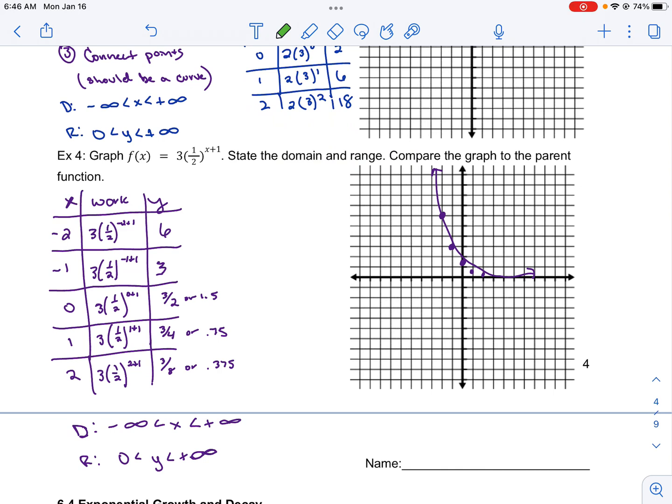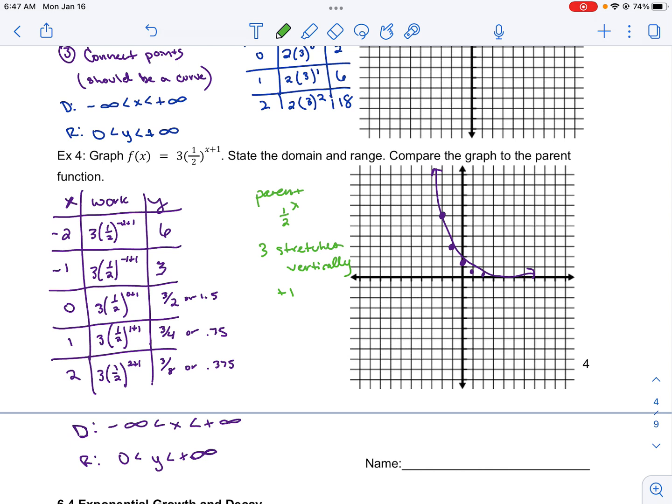Then we got to compare to the parent function. So the parent function is without the 3 and without that plus 1. So when I'm looking at the parent, it's just whatever's in the parenthesis to the power of x. That's how I'm finding that parent. So based on what we have experienced on the last one, the 3 stretches vertically, and that plus 1, what does that do to the graph?